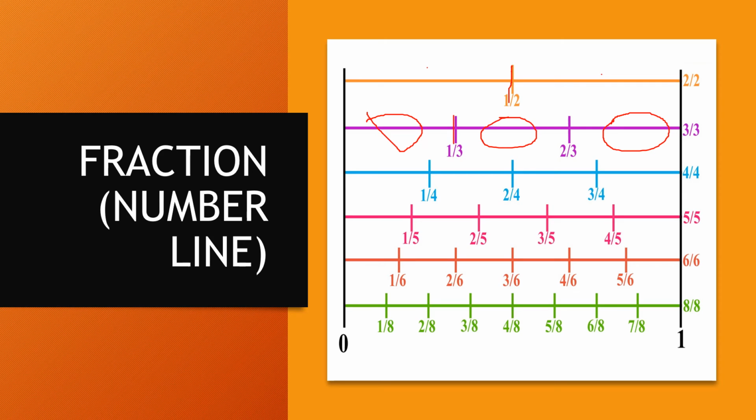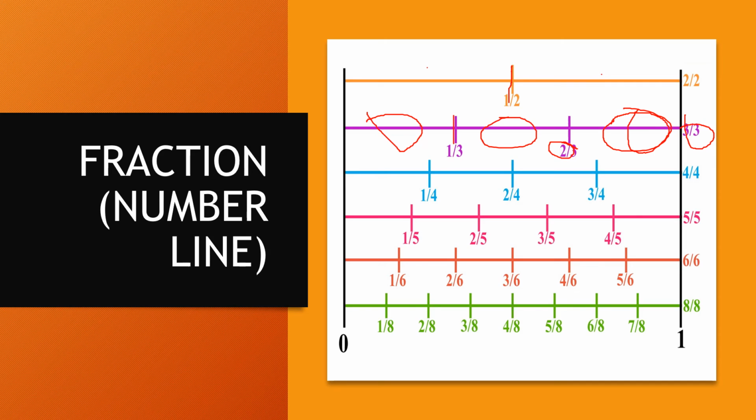So 1 over 3. Second group, so 2 over 3. This is the third group, so 3 over 3. Always remember, look at the bottom number there. What number is that? Okay, in the purple color line, there are 3 as the bottom number. So in total, there must be 3 groups.